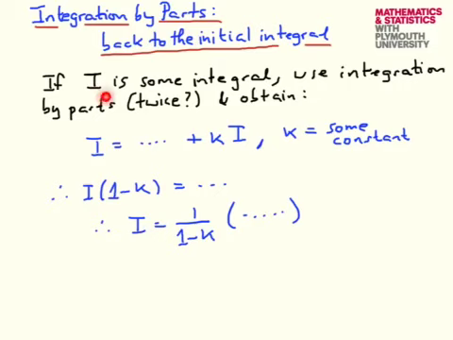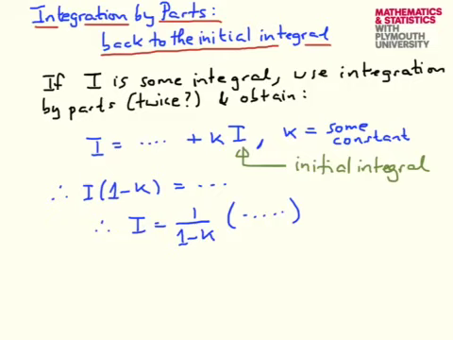So I is going to denote some integral which we're going to try to calculate. We're going to use integration by parts, and quite often one needs to use integration by parts twice, but not always. Having done that, we hope to obtain, in these cases that I'm going to talk about in the video, that our initial integral is some stuff, which I'm not going to worry about too much at the moment, plus the initial integral multiplied by some constant. So k here is a constant and I is the initial integral. It is what we started off with.